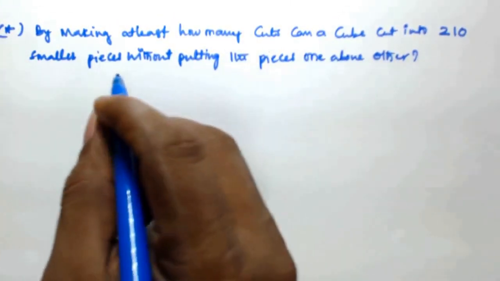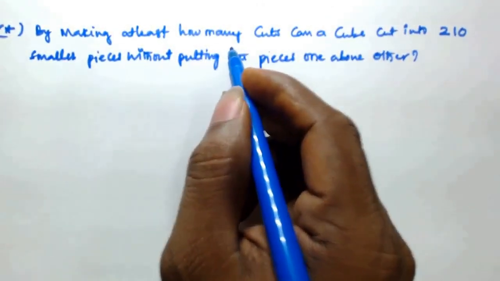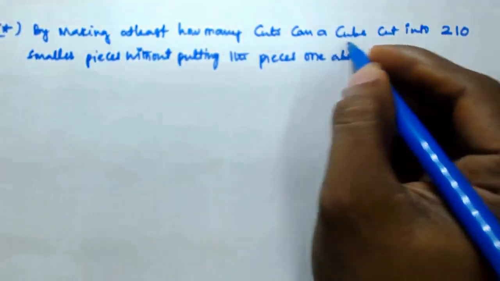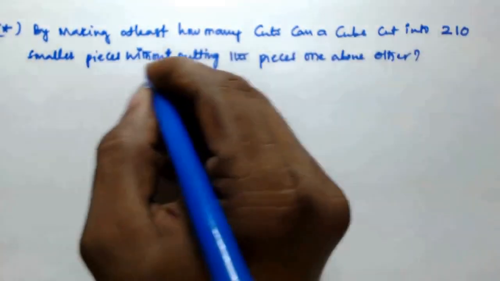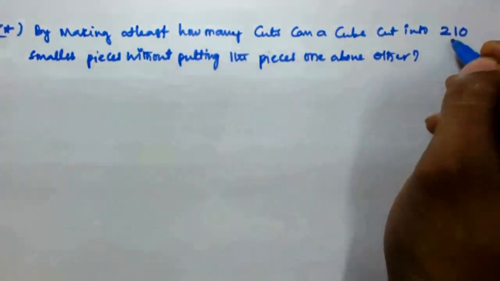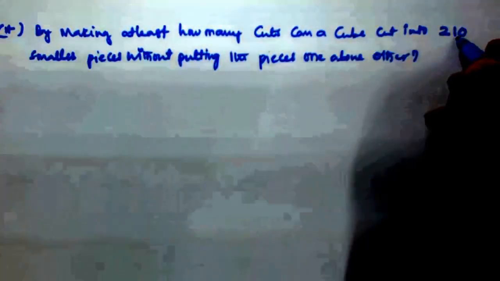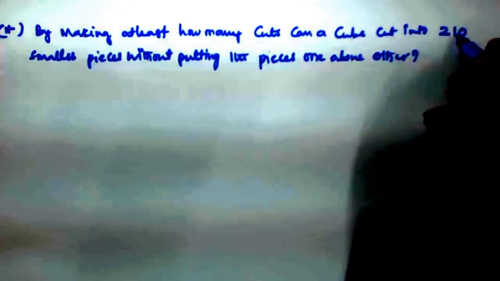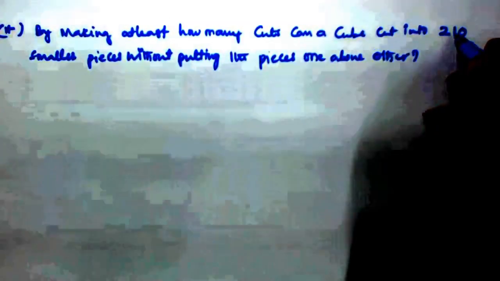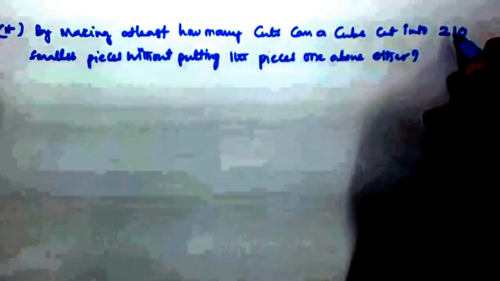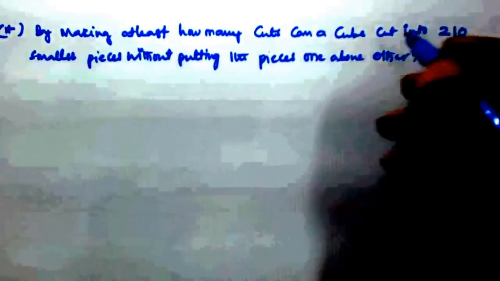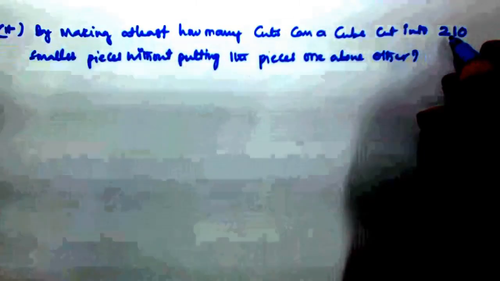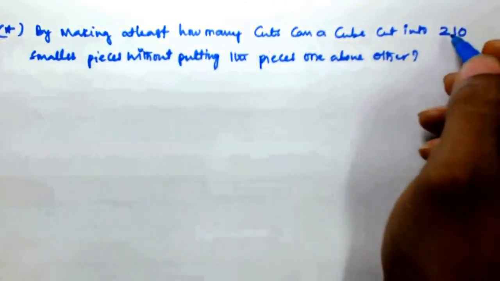So in this case we have to find the minimum number of cuts. That means this question is the reverse of the previous question, right? So the total number of pieces is 210. In the previous question, when the number of cuts was given, we equally distributed those cuts along the length, breadth and height, the three dimensions of a cube. Here also we have to equally distribute the pieces along length, breadth and height.